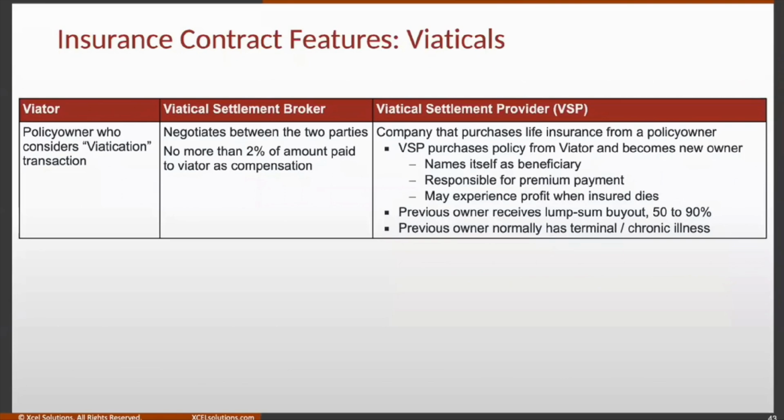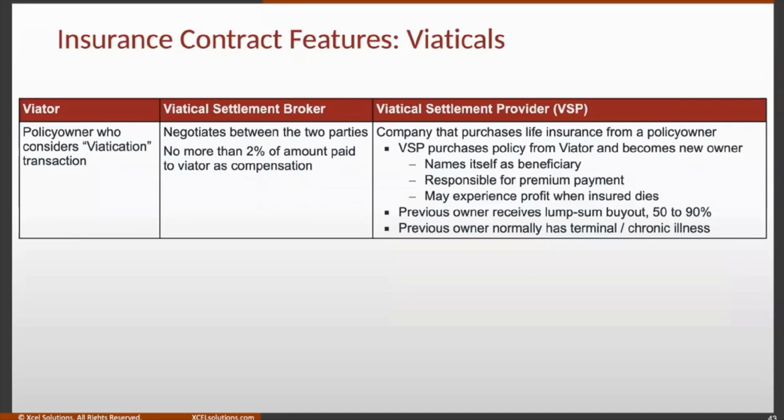They are responsible for making the premium payment until that insured dies. They may experience profit when the insured dies, because they will submit the insurance policy back to the insurance company, and the insurance company will now pay the death benefit to the viatical settlement company. That's where they make their profit.